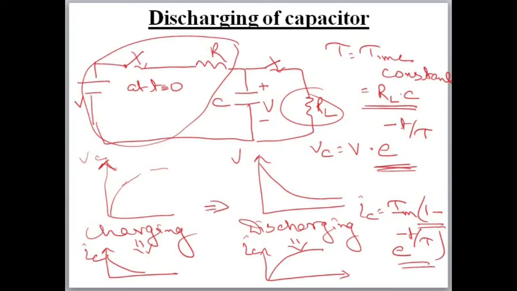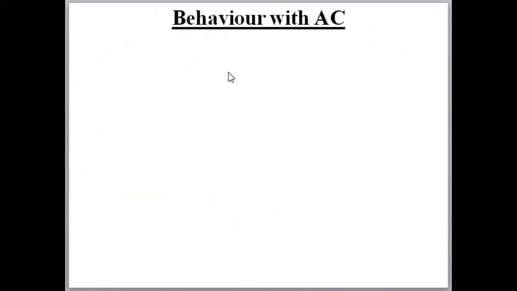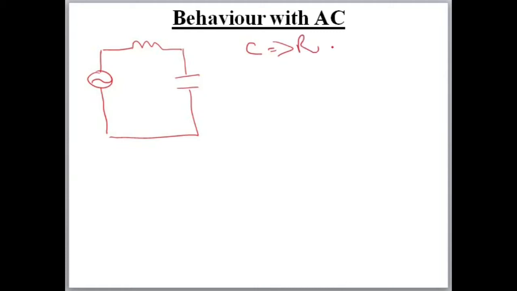Okay, so next, behavior with AC. How a capacitor behaves with AC. In case of DC we have studied, now what will happen if you give AC? This is the symbol of AC. So in case of AC, C will give a reactance. We have studied about resistance. In AC you will study about reactance also. C will give a reactance, that is called capacitive reactance.